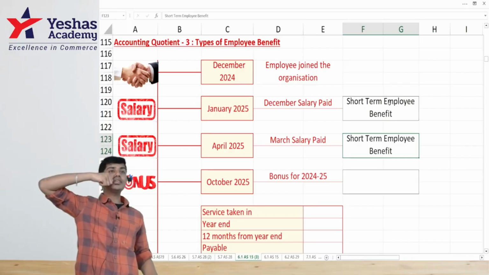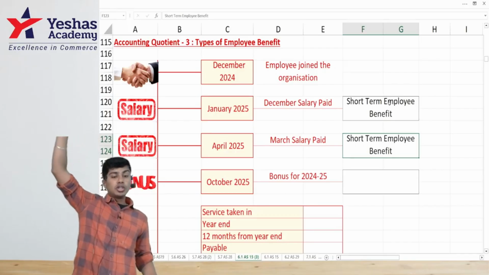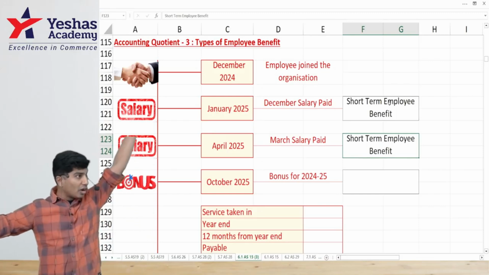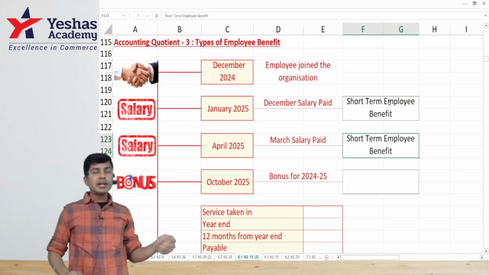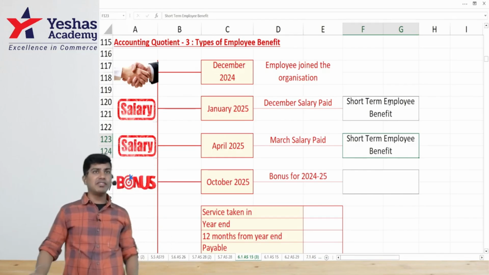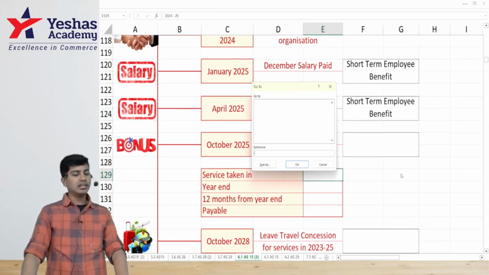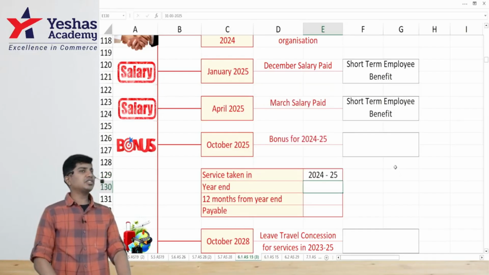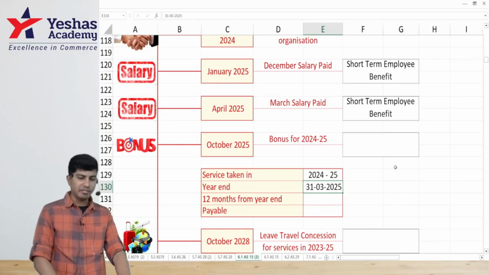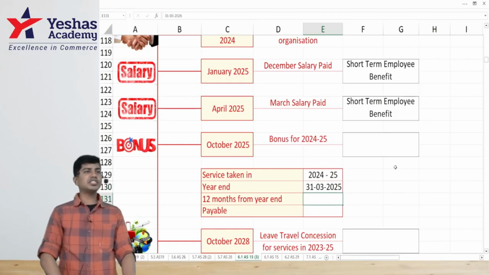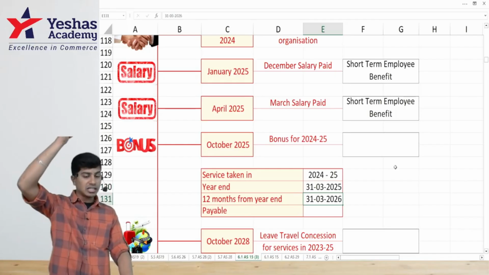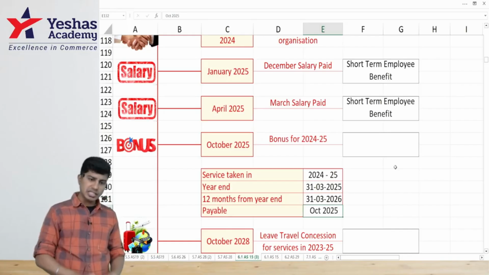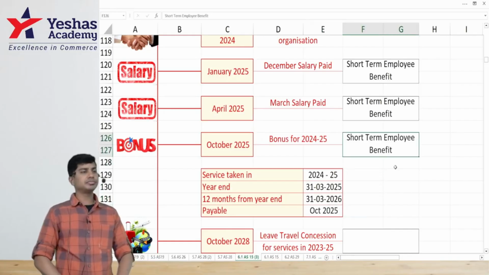After evaluating the services, when are you giving? October 2025. Within 12 months from the end of the year in which service is taken. Observe. When is the service taken? 24-25. When did the year end? 31st of March 2025. 12 months from there, 31st of March 2026. When is the amount payable? October. Is it before 31st March 26? Yes. So it is short term.